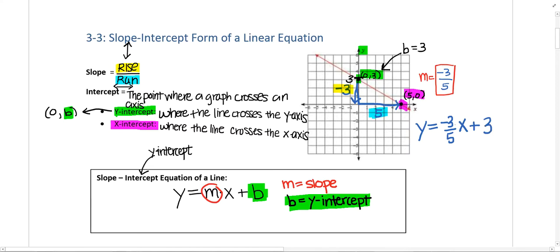So notice the y and the x are going to stay y's and x's because those are the inputs and the outputs of the function. So we don't plug anything in for them, at least not when we're writing the equation. If we want to find some more points, we might make a t-table with them. So here's the 3, which was the b, the y-intercept, and m, which is our slope.